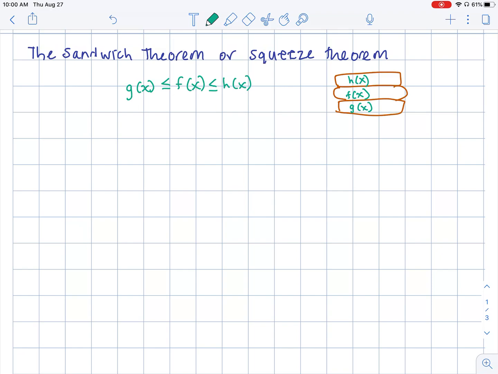We'll say that it's also provided that this inequality is true for all x not equal to c in some interval about c. I'll describe what that means.